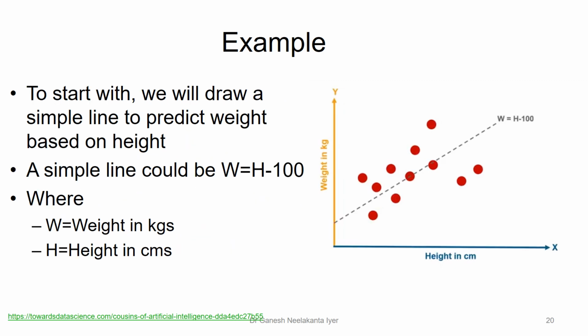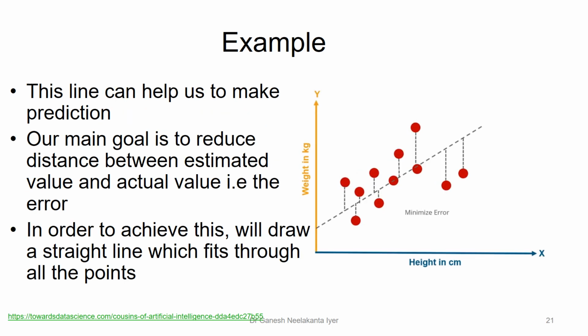What is a simple way? Try to draw a straight line where weight is equal to height minus 100, a constant 100, in this example. Which roughly says if your height is 169 centimeters, your weight is 69 kilograms. So this straight line essentially fits only two of the data points, and all other points are away. So how do I know if my straight line really works well, or how well it predicts?